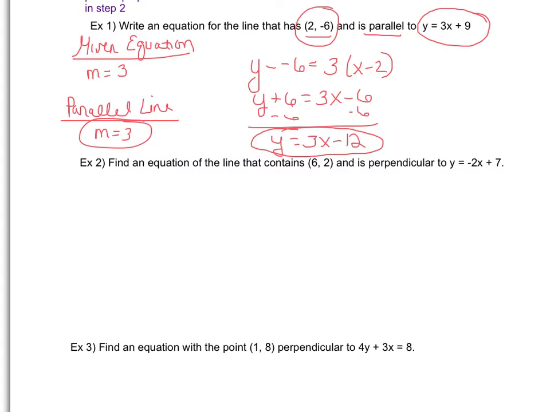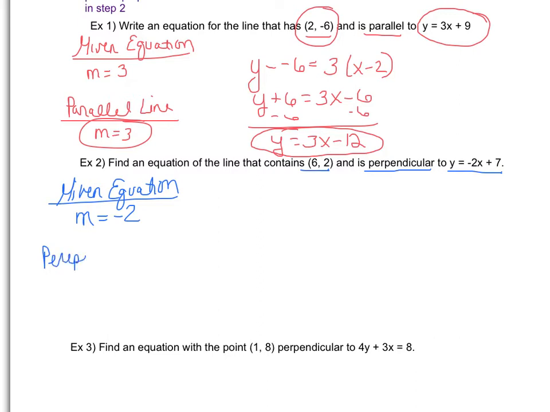Looking at example 2, very similar to example 1, I'm given a point that I'm passing through, I'm given a line, and now I want to write an equation for a line that is perpendicular to this. Well, I know to write an equation I need a point and a slope, so I'm going to determine the slope of my given equation. Lucky for me, my given equation is in y equals mx plus b form. If it wasn't, I would have to change it to that first. But since it is, I can pick out my slope as -2.